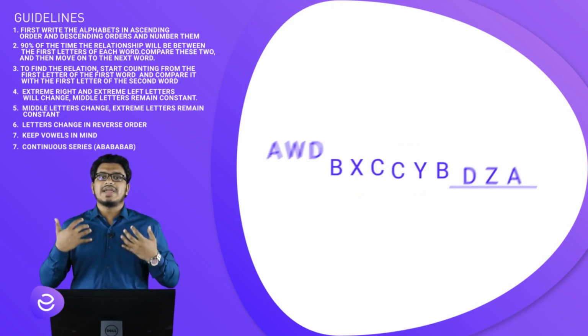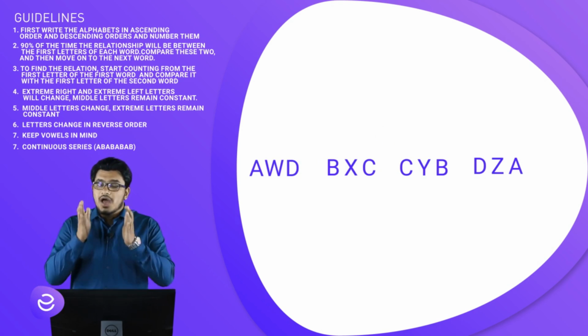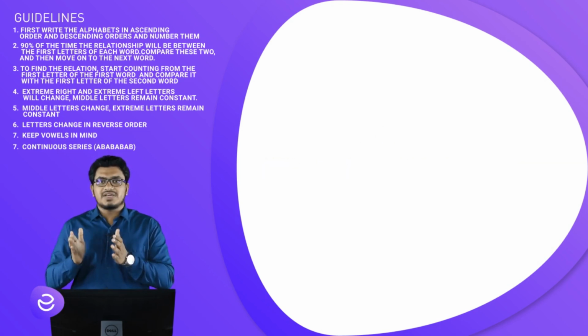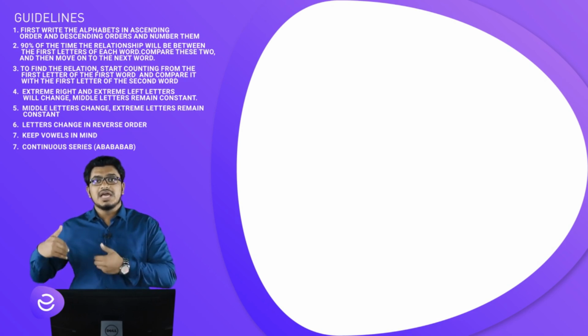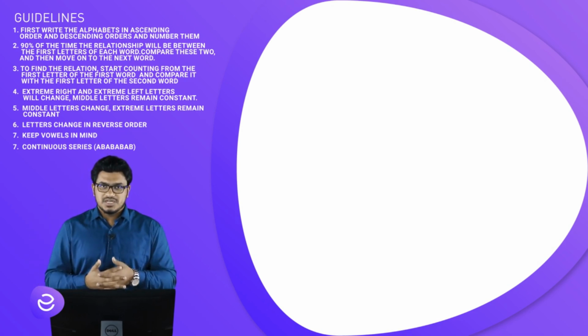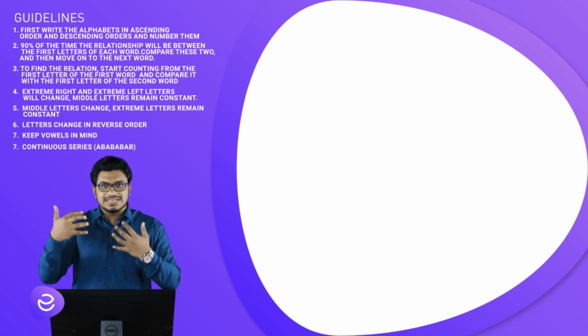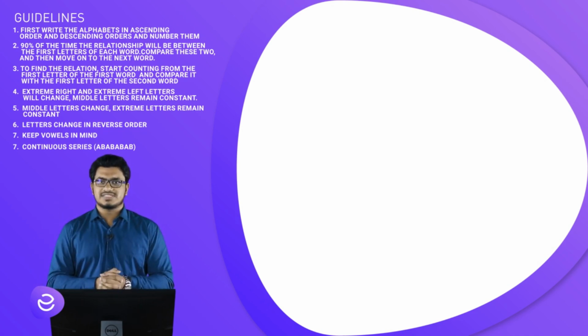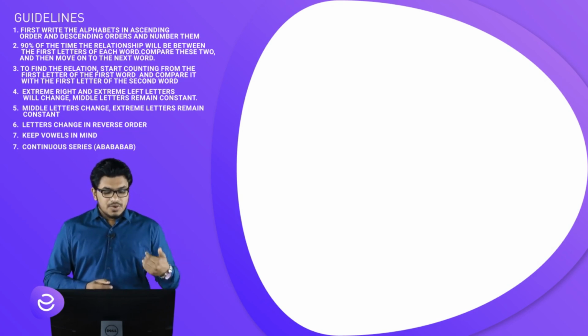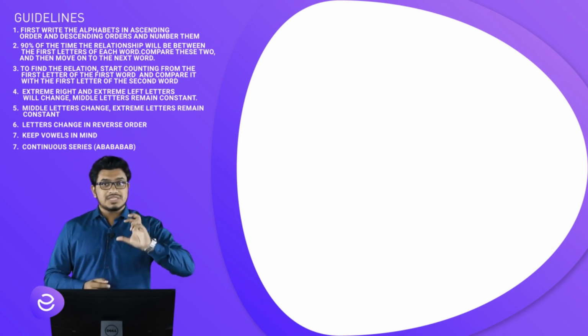So, this is how you find the answer of a common letter series. You compare the relationship between the first letter of each word. Then you compare the relationship between the second letter of each word. Then the third letter of each word. Finally, you will get your answer. Okay. So, that is how you find the answer of a common letter series pattern.